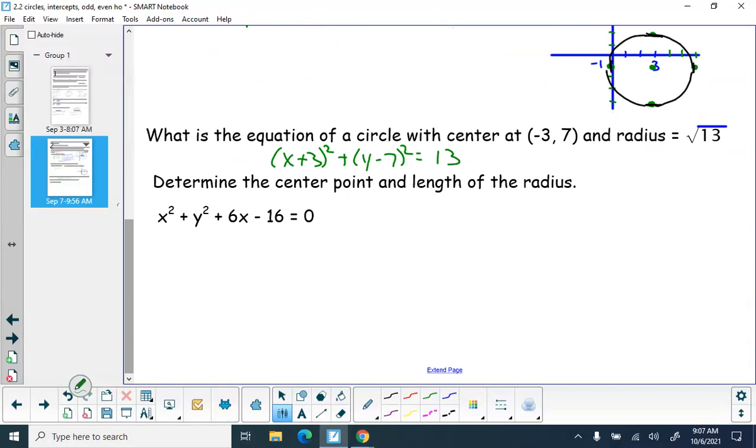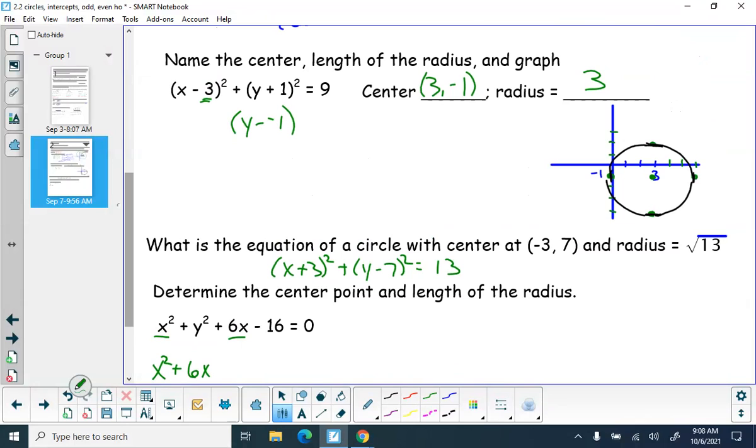I want to try to get to the last one here. Determine the center point and the length of the radius. Now, it's not in a basic standard form. But we need to be able to find the center point and the radius. So what we're going to do is group our stuff together here. My x's, I'm going to group them together: x squared plus 6x. Because if I take a look at this, x plus 3 quantity squared means x plus 3 times x plus 3. I have two identical factors of x plus 3.